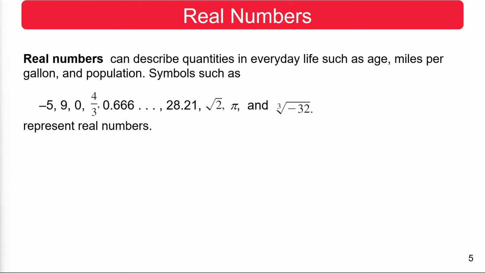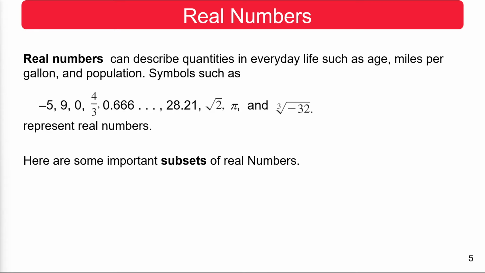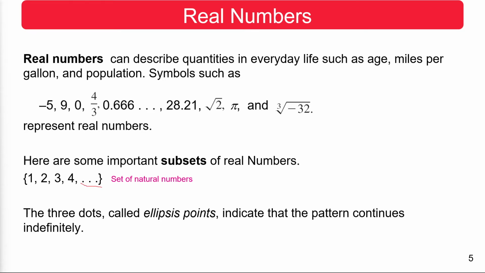Keep in mind that real numbers can be divided into several subsets. Here are some important subsets of real numbers. The first subset is the counting numbers, or what you can call natural numbers. For example, when I start to count students, I will say you are student number 1, student number 2, student number 3, number 4, and so on. So these are the set of natural numbers. The three dots, called ellipses, indicate that the pattern continues indefinitely.